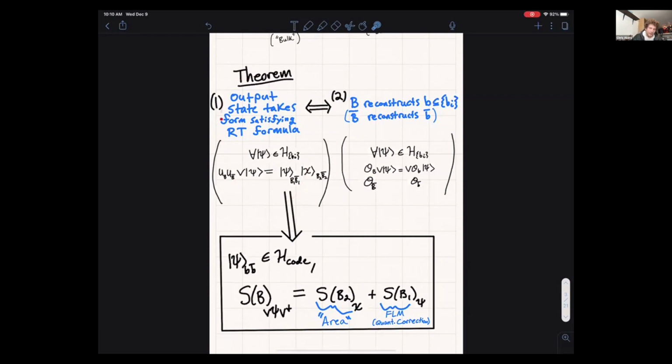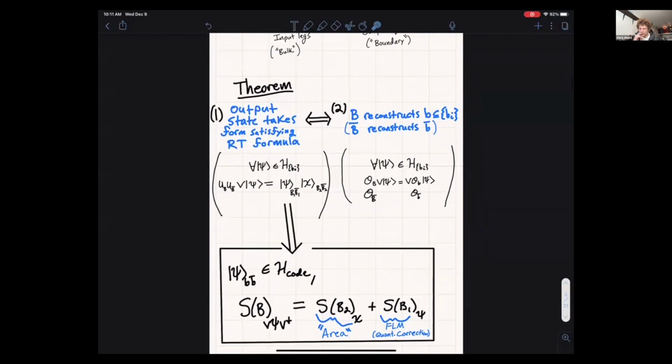This condition is equivalent to some statement about reconstruction. So this reconstruction statement is written here. This is a sketch of it. And the statement is that for any operator O little b acting on some state psi, there exists an operator O capital B that sort of does the same job. And that's true for any state psi in the code subspace that you started with.